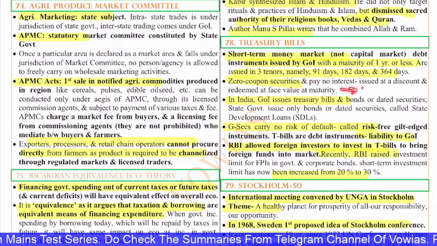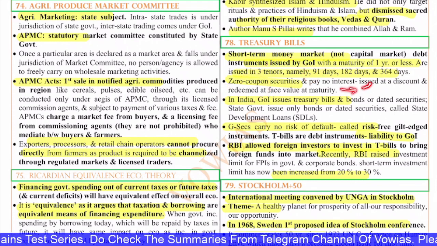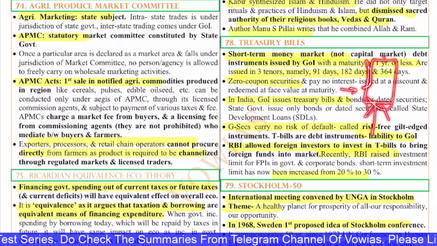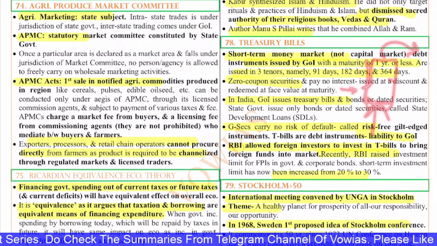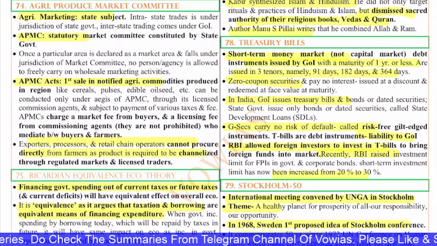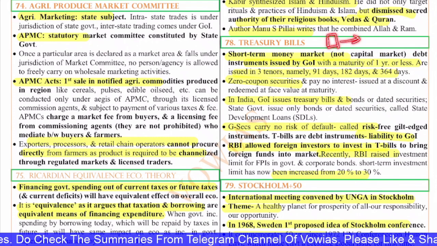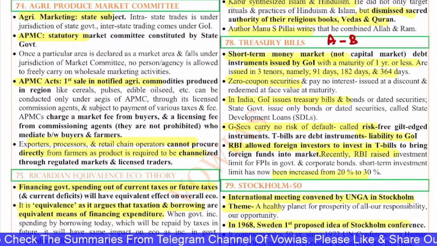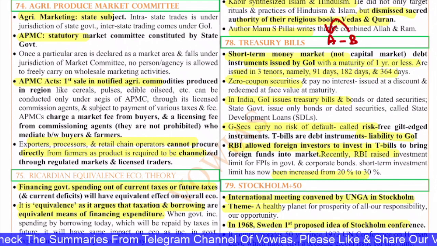So what does this mean? Generally, with any bond or instrument, if money is taken with this instrument, then when it is returned, let me simplify it for you. Let's say your friend has taken money from you. From A, money is taken by B. So when B repays the money, he will pay certain interest.